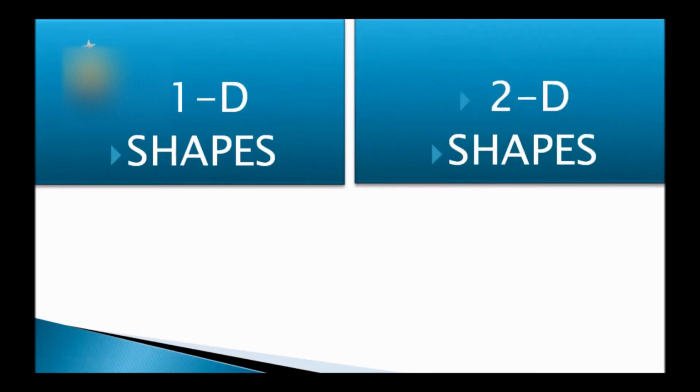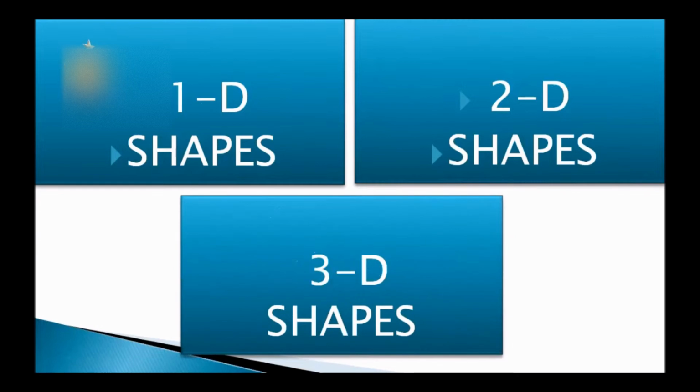Now, before we proceed, we must know what is the meaning of 1D shapes, 2D shapes, or 3D shapes. 1D, 2D, or 3D means one dimension, two dimension, and three-dimensional shape. So first, we see what are 1D shapes. Now, the smallest dot has no dimension. Line has only one dimension.